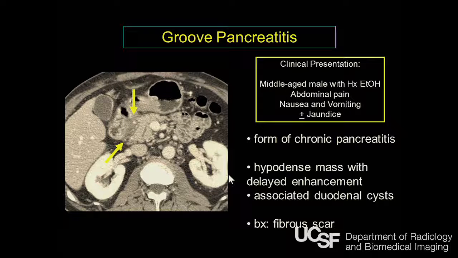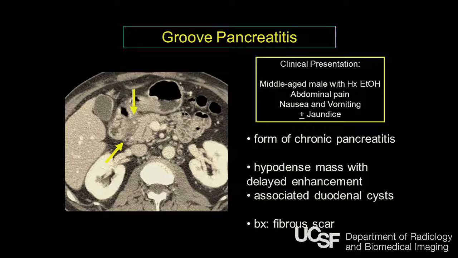All right, groove pancreatitis is something that I think more and more of us are diagnosing, because we're finally sort of understanding that it's actually an entity. This is a subtype of chronic pancreatitis. The appearance is of a hypodense mass-like lesion, often with ill-defined borders, sitting in this pancreaticoduodenal groove. Occasionally, you may see delayed enhancement if you performed delayed phase imaging.